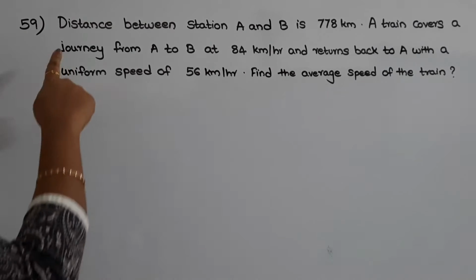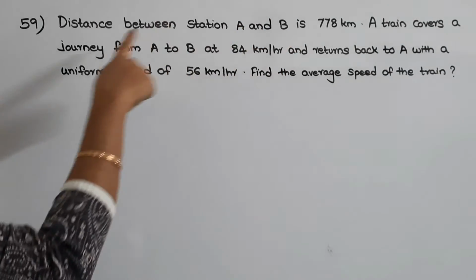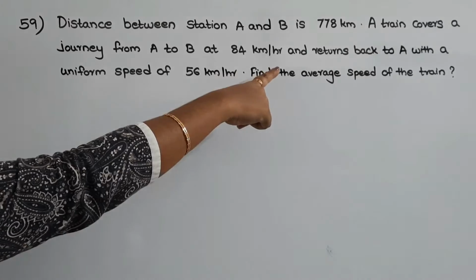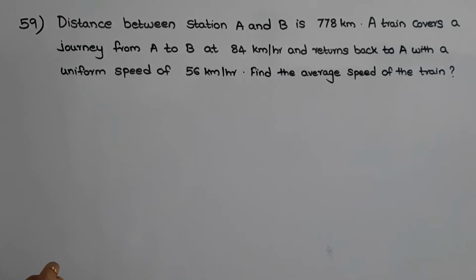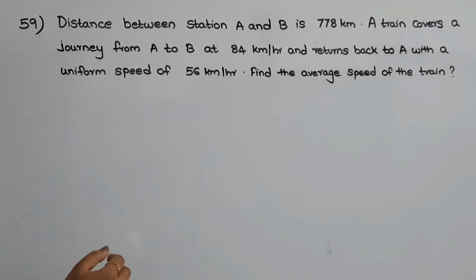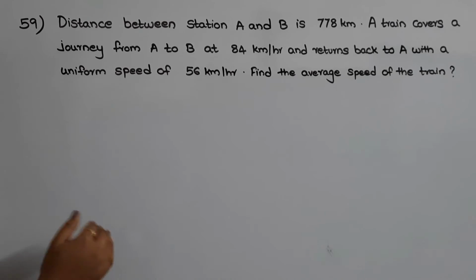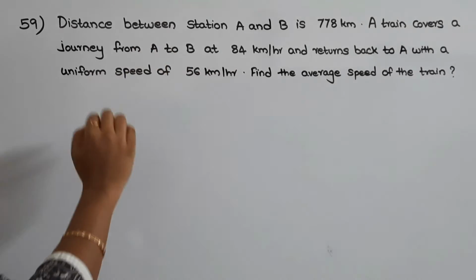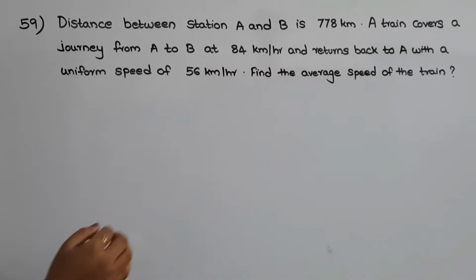The next question is, distance between station A and B is 778 km. A train covers a journey from A to B at 84 km per hour and returns back to A with a uniform speed of 56 km per hour. Find the average speed of the train. So in this question they have given the distance between two stations A and B as 778 km. Then they are telling that a train travels from A to B at a speed of 84 km per hour and returns to A at a speed of 56 km per hour. So we need to find out the average speed of the train.